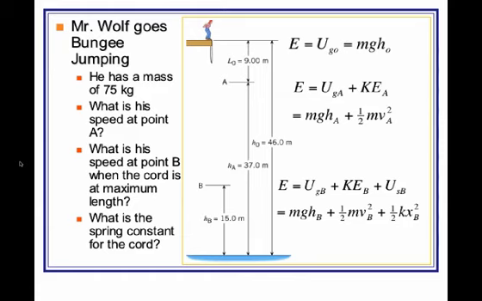Keep in mind that the change in position for the cord relates to the height, but it's not necessarily equal to the height. You're going to have to calculate that out individually. Remember also that the cord starts stretching at point A. So from when he jumps to point A, he's in free fall, and at that point the cord or spring starts applying an upward force.